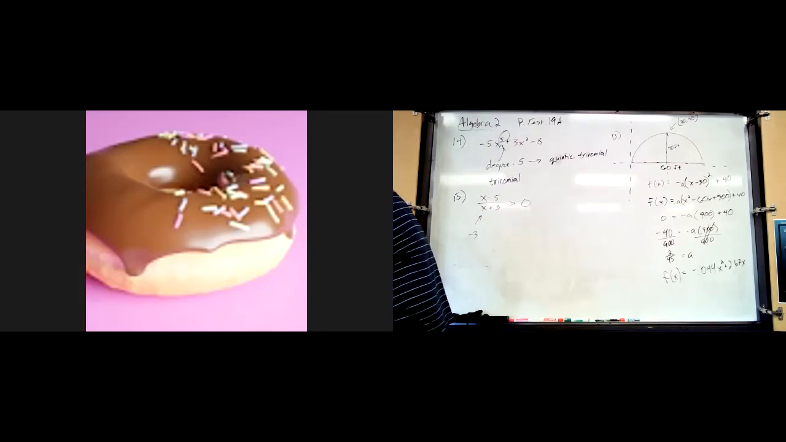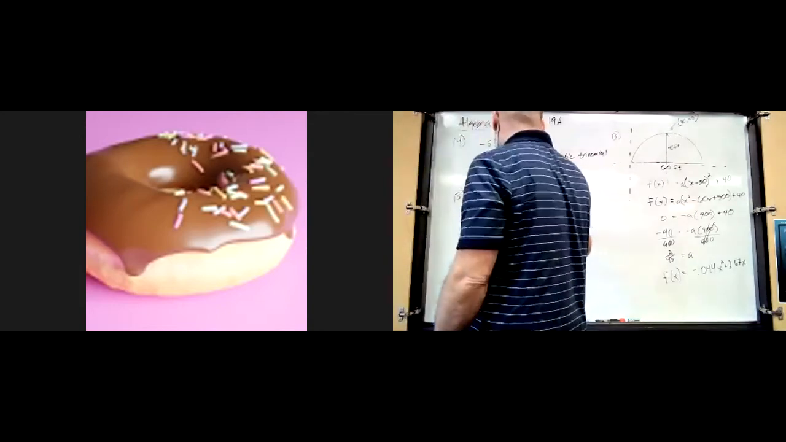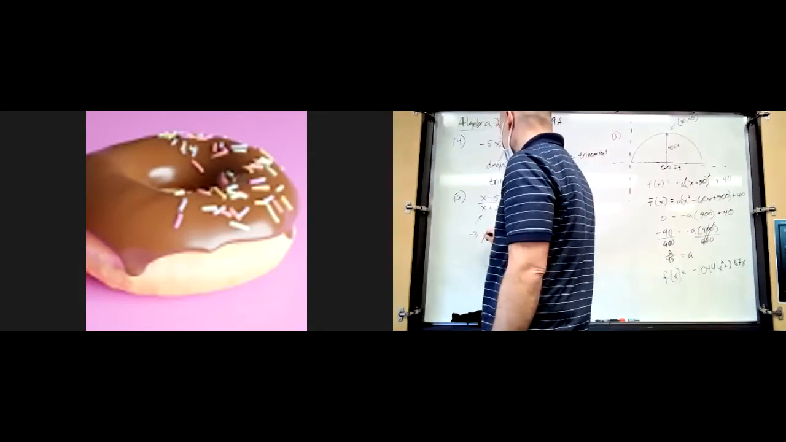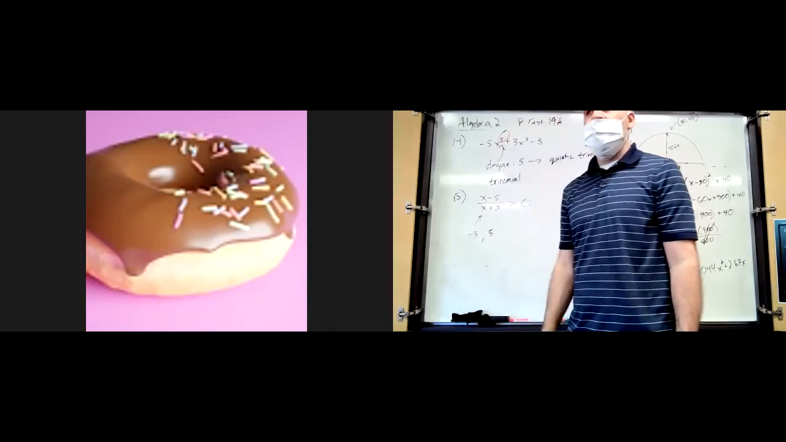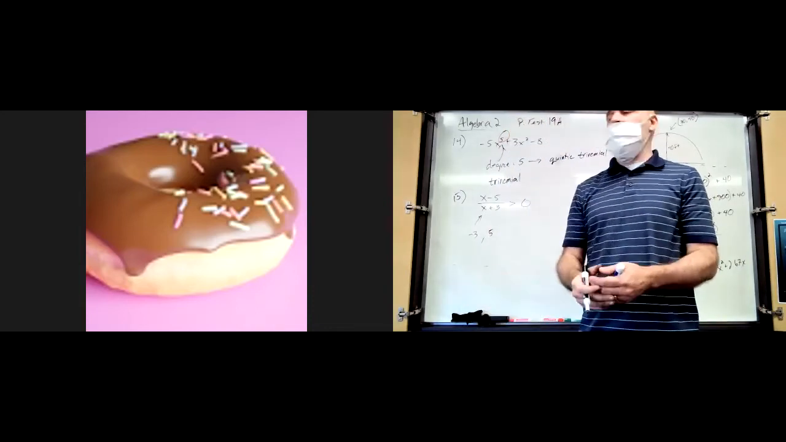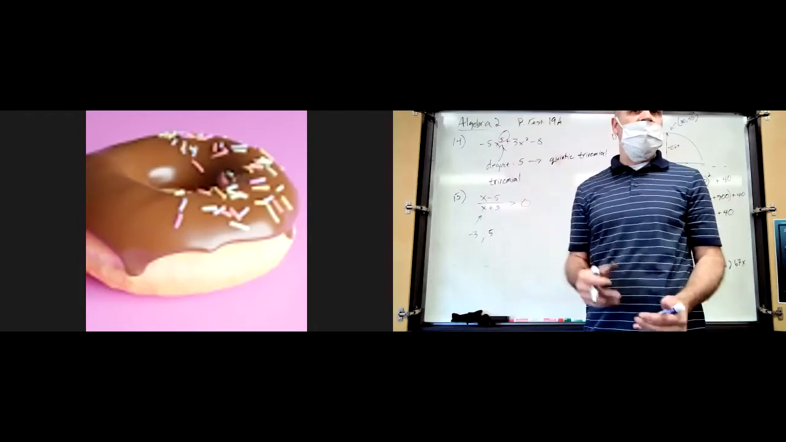Remember, it has to be set to 0. So for each interval, where are you? Maybe we just don't have to worry about the horizontal asymptotes. We just need to check each interval. The boundary points are -3 and 5. So we have everything below -3, everything in between -3 and 5, and everything above 5.